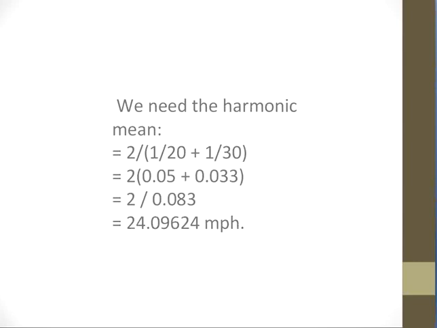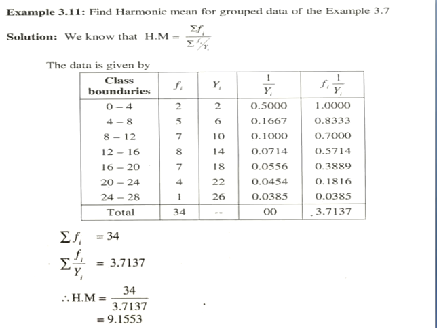Now move to another example, which is the example of group data. Find harmonic mean for the group data of this example. This is the same example we discussed yesterday for the geometric mean. If you see class boundaries 0 to 4, 4 to 8, this is the data of age, and this is the frequency. And we calculated y by adding lower class limit and upper class limit, and we divided it by 2. That is 2, 6, 10.